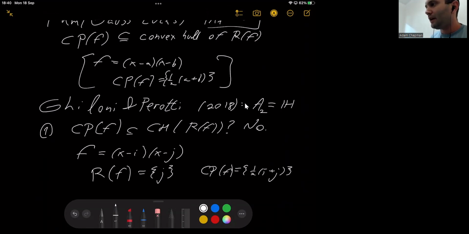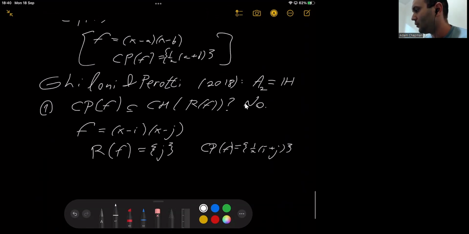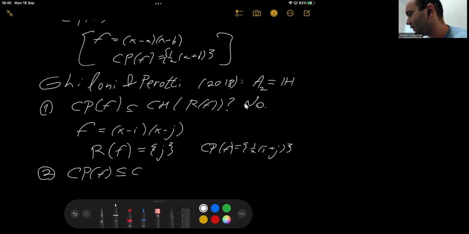So that's the naive question. The somewhat less naive version is to ask whether the critical points of f live inside the convex hull of the roots of the companion polynomial.